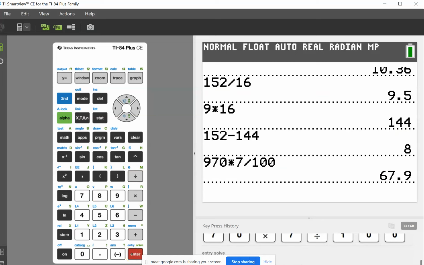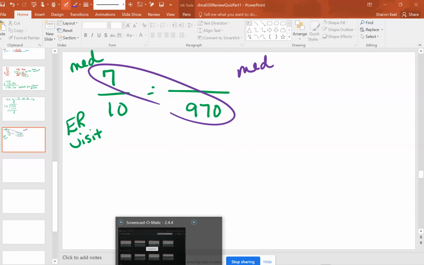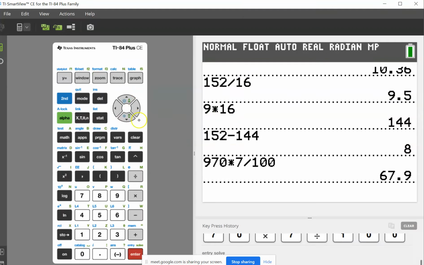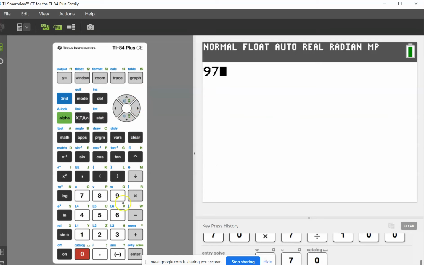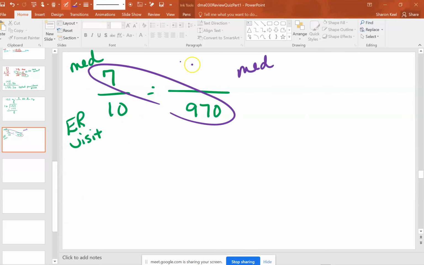You would expect, and let's look, wait a minute. 970, oh, divided by 10, excuse me. I was thinking percent. Hold on. Do that again. 970 times 7 divided by 10, and I typed 100. There we go. 679. So 679 of those visits would get medication.